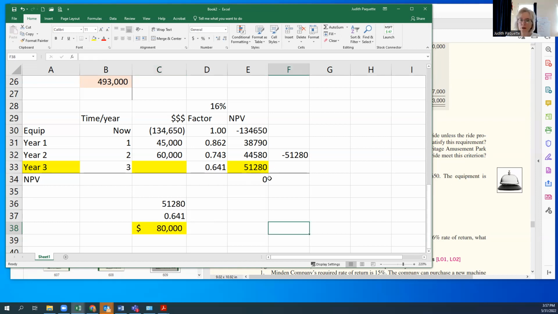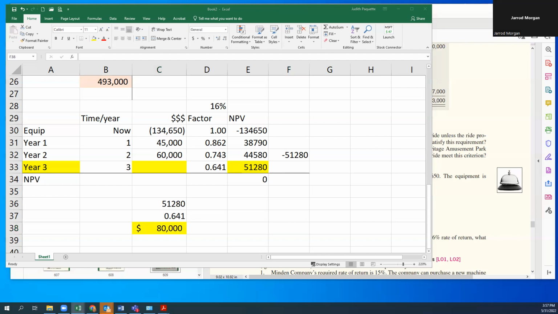Go ahead. I have one more quick question. It's in chapter 13. For salvage value, do you use that when you're doing payback period? Do you subtract the salvage value from the initial investment? Yes, you do, because it reduces your outflow.